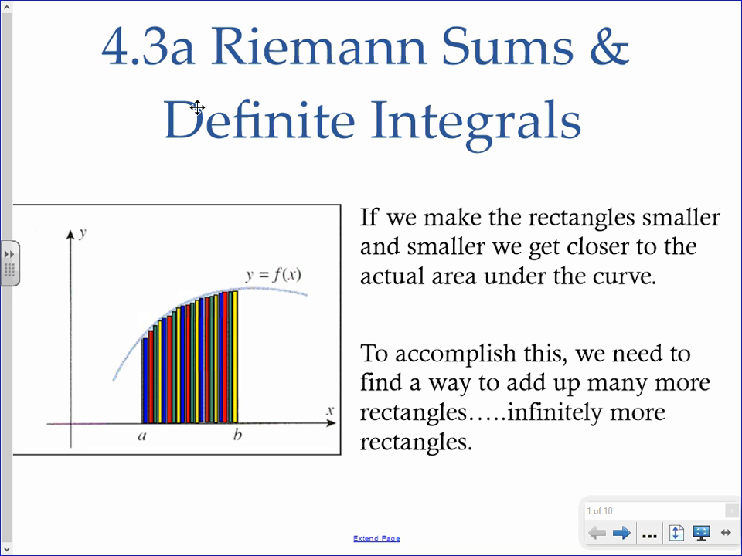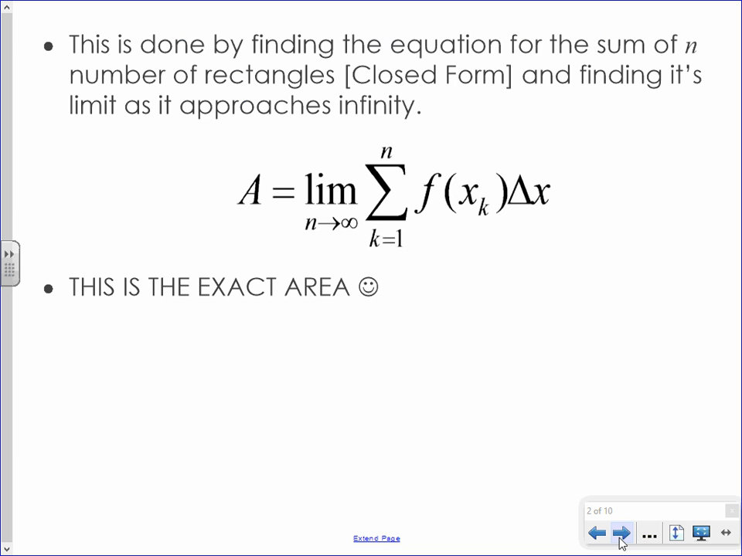In order to do this, we're going to have to go back to Unit 1 and use the concept of a limit. We want an infinite number of rectangles under our curve. So we're going to take the limit of the sum of these rectangles, where this limit goes to infinity, meaning we're going to add up an infinite number of rectangles that are infinitely small. And that will give us our exact area.